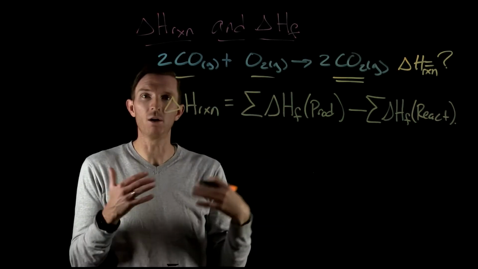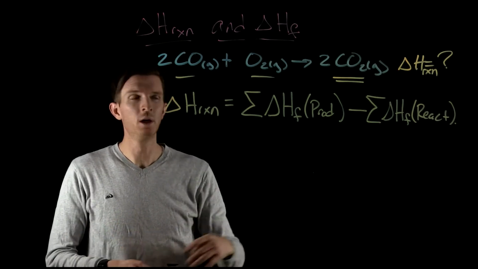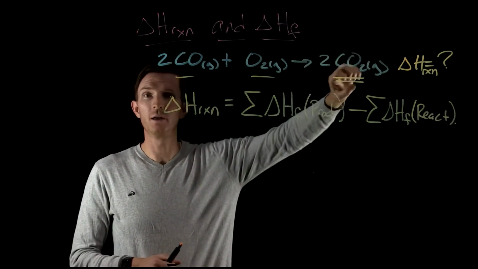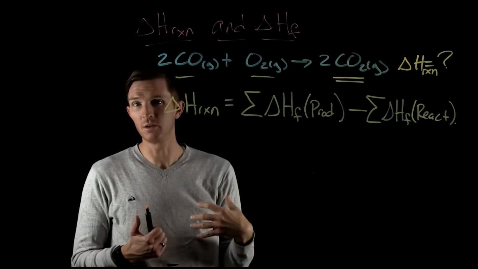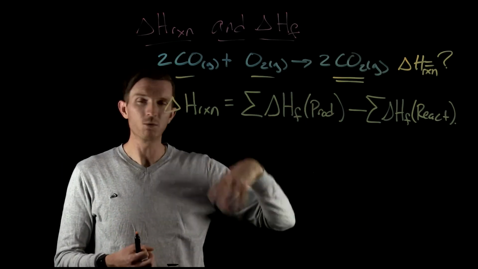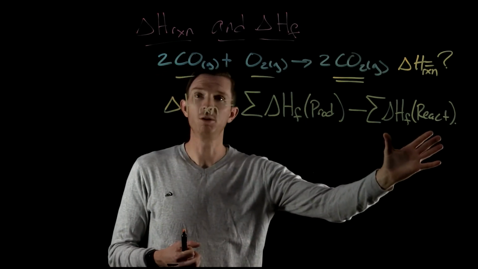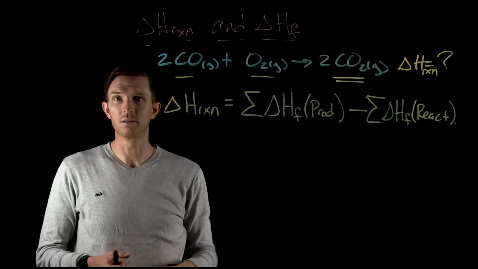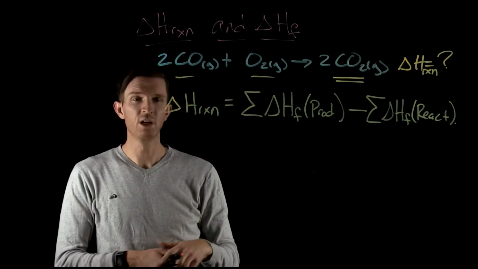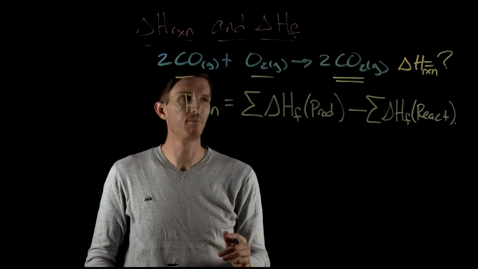Okay, so what we're saying is the overall change in enthalpy is equal to what it would have taken to make my compound from its elements in their naturally occurring state, and we're subtracting from that the enthalpy change corresponding to making our reactants. So we're taking our final minus our initial. So let's go ahead and look at what this looks like.